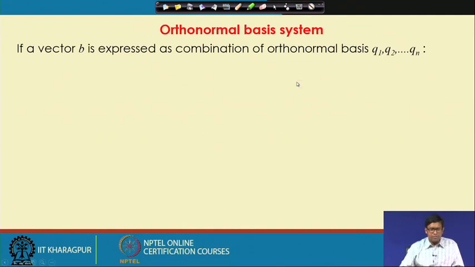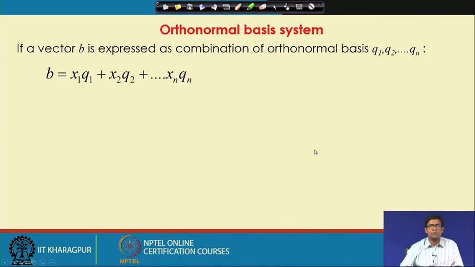If a vector b is expressed as a combination of an orthonormal basis q1 to qn, we write b is equal to x1 q1 plus x2 q2 up to xn qn. So there is an orthonormal basis for Rn and b is a vector in Rn. You can express b as a combination of this orthonormal basis, with some constant coefficient multiplying each of the column vectors, the basis vectors, and the combination is vector b.